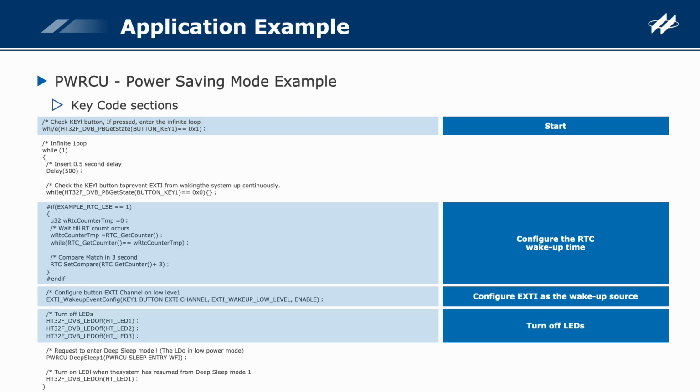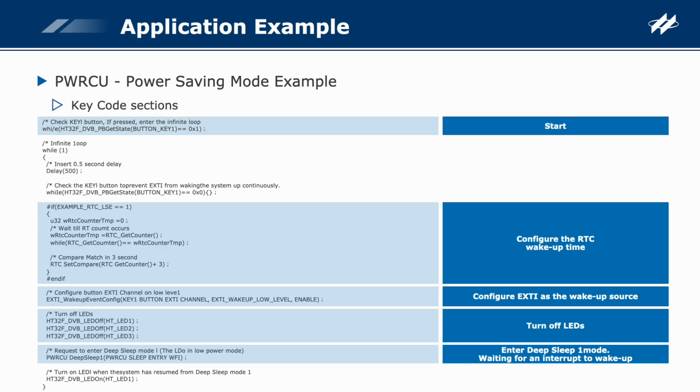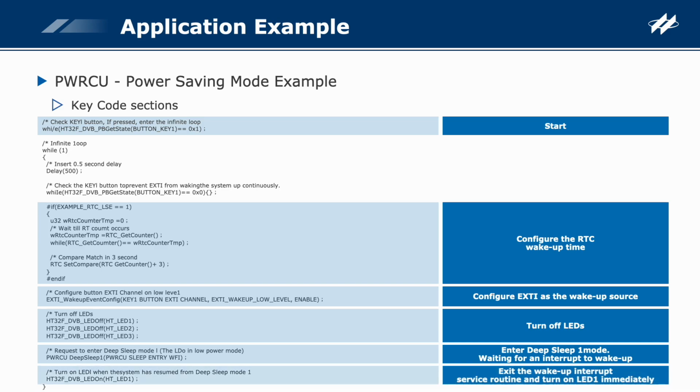Set the LED 1, LED 2, and LED 3 to be off. Enter the Deep Sleep 1 mode and set WFI to wait for an interrupt to wake up. When a wake-up interrupt occurs, the system will immediately enter the interrupt service routine. If awakened by the RTC, LED 3 will be illuminated. If awakened by key 1 EXTI, LED 2 will be illuminated.